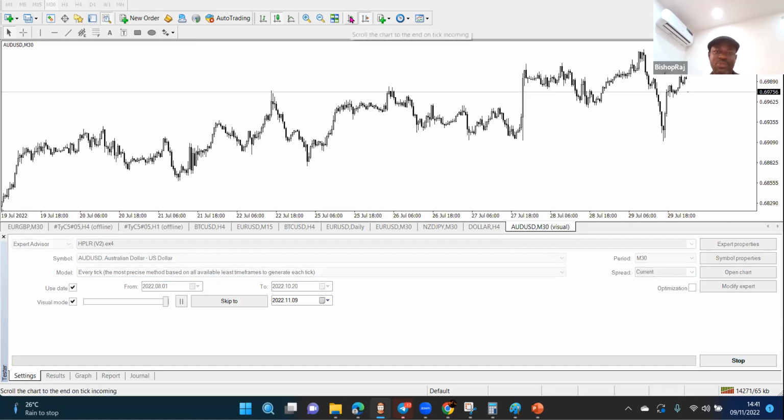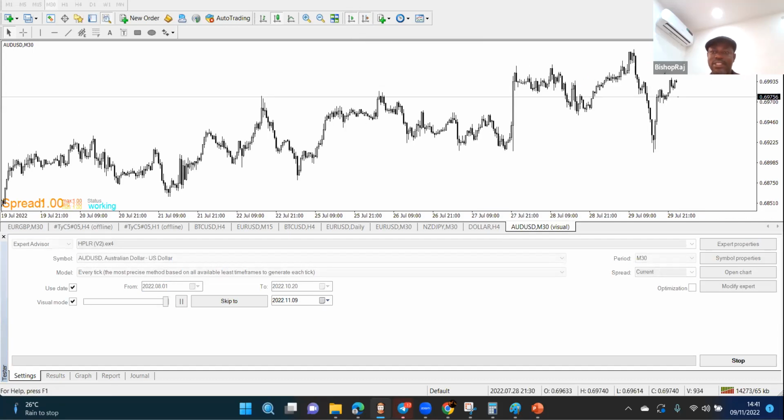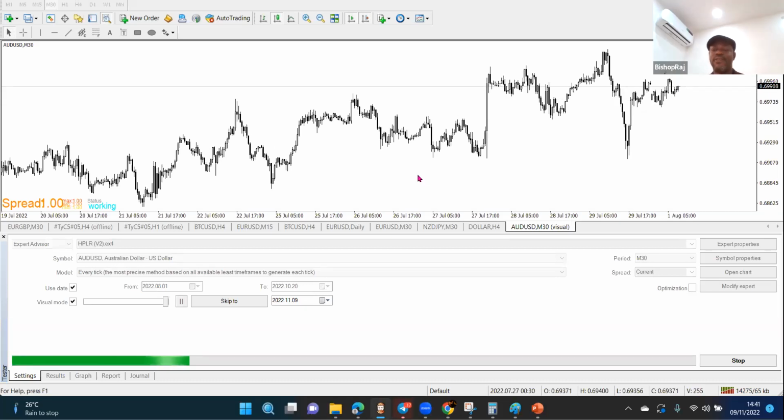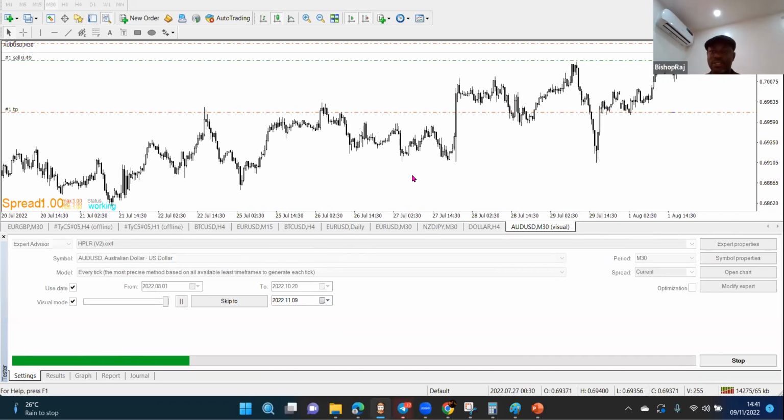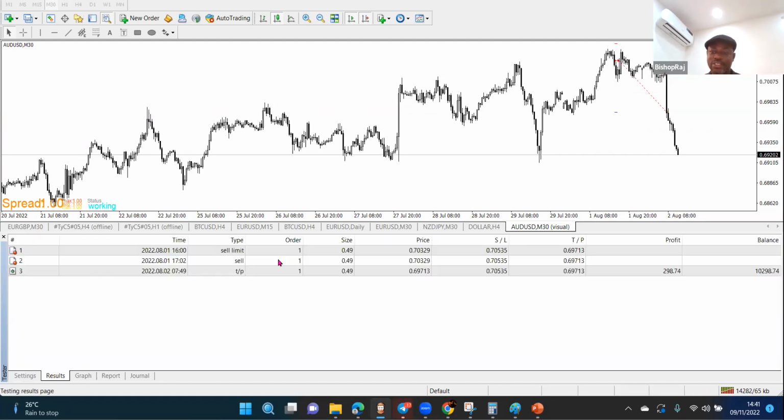So I've put the visual mode on. Let's see how this trade will play if we set it on. So pause. You can see it took a trade right there for a sell. And at this point, it hit TP. I can come here and check my result.